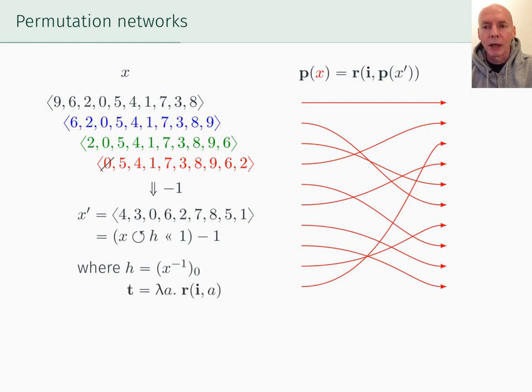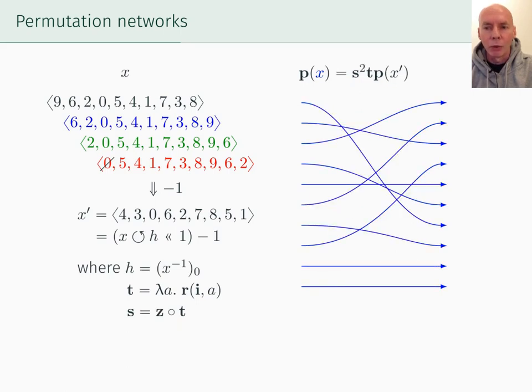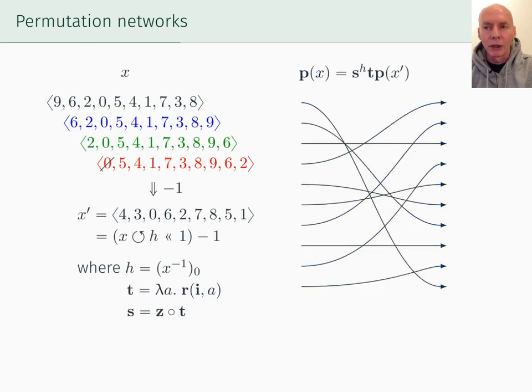But if we define the operator T as that of putting a wire in parallel with something, it reduces to T P of X prime. But this is still not the permutation network for the original permutation X that we're given. However, if we roll it using the operator S defined as Z composed with T, roll it again, keep rolling it until we rolled it H times, then we do get back to the original permutation network that we're looking for, and that corresponds to the permutation X.